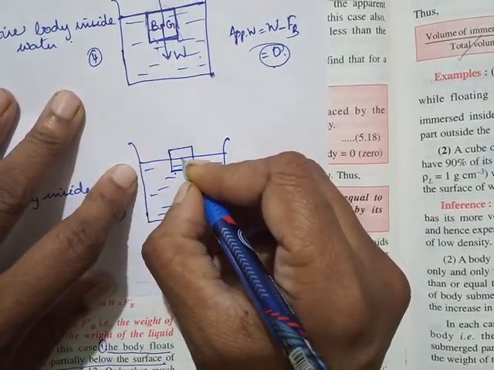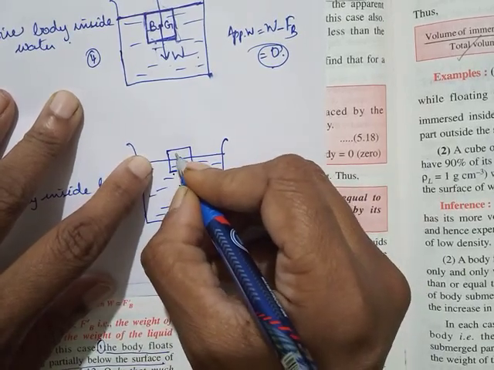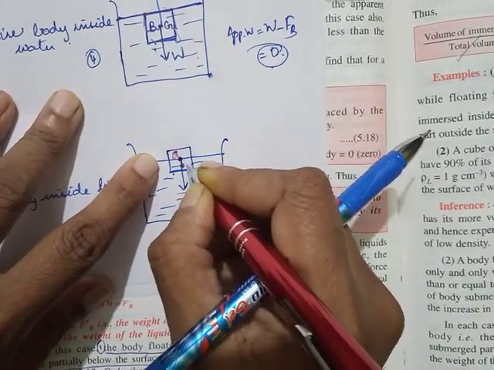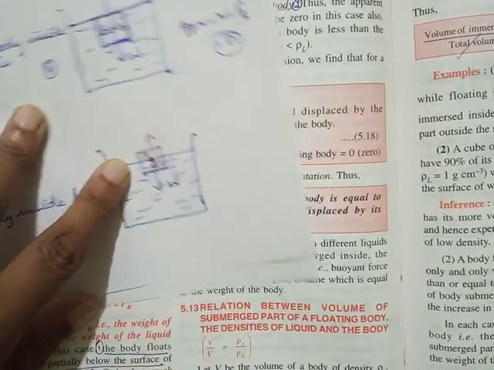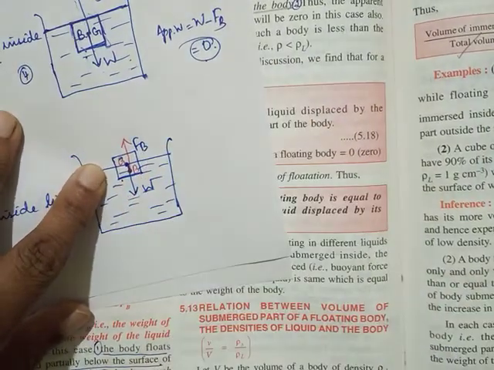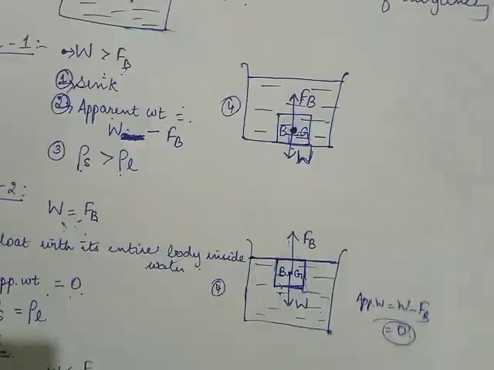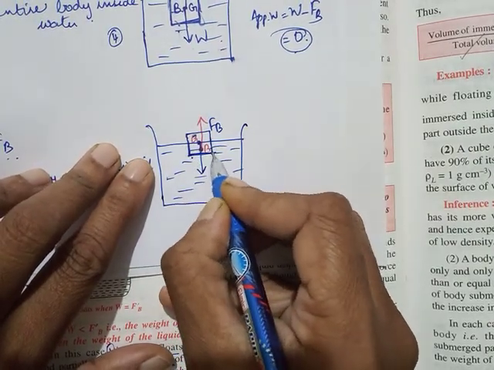Now let's come to the diagram, which is very important. The diagram, as usual: W will be acting from here, that is G, and this is buoyancy, and upthrust will act from here. So this is like the normal case. Now the point you should know is how much volume will submerge inside water.